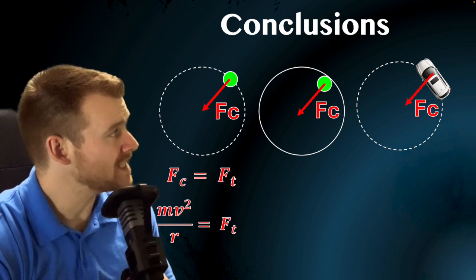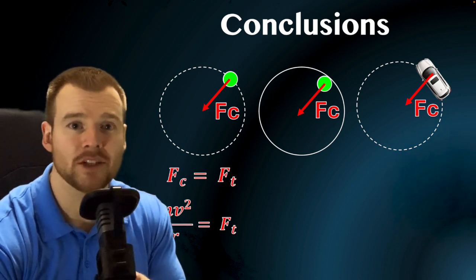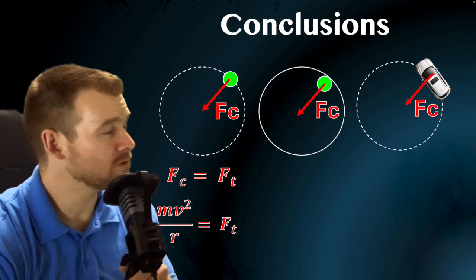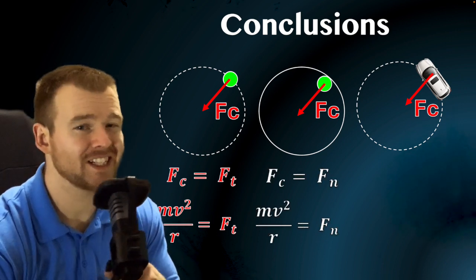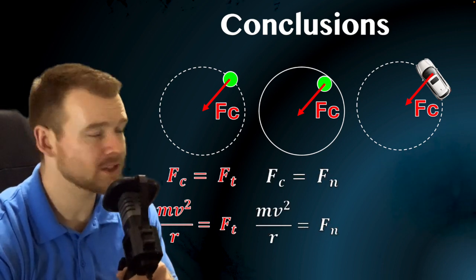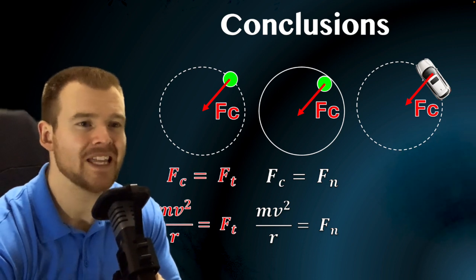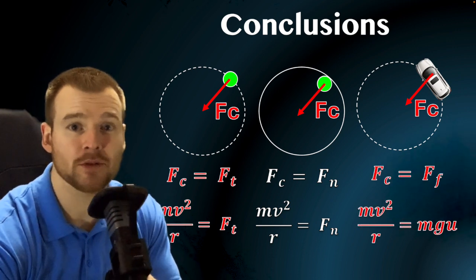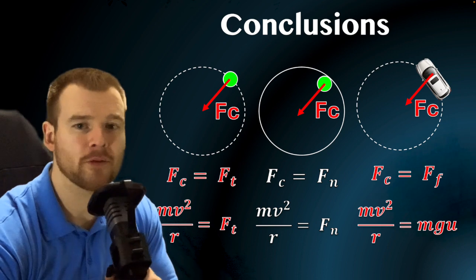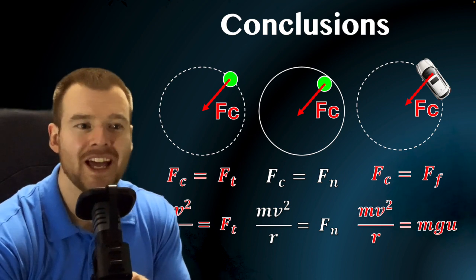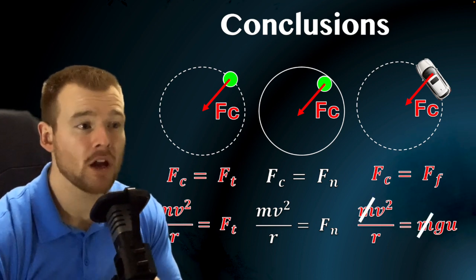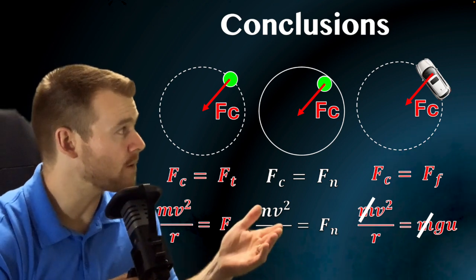In the first case, it was due to tension, and our formula for Fc was mv squared over r. Pretty much the exact same case for the second one. It just wasn't tension, it was normal force between that surface. The last one was the trickiest. Fc was equal to force of friction, and we put the force of friction as mg mu, and again, the masses cancel. Hopefully those equations help you to answer all the practice questions.